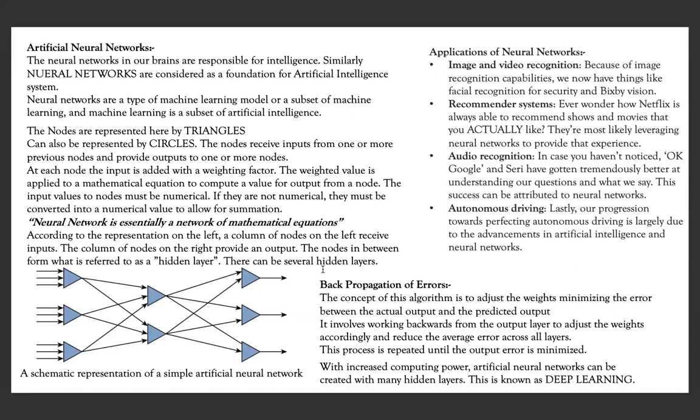Now, neural networks are not improved in a simple way. Improvement of neural networks requires repeated evaluation at each node. This process is known as back propagation of errors. Basically, what happens in back propagation of errors is that I start off with my output layer of nodes. The concept of the algorithm is to adjust the weights, minimizing the error between the actual output and the predicted output.